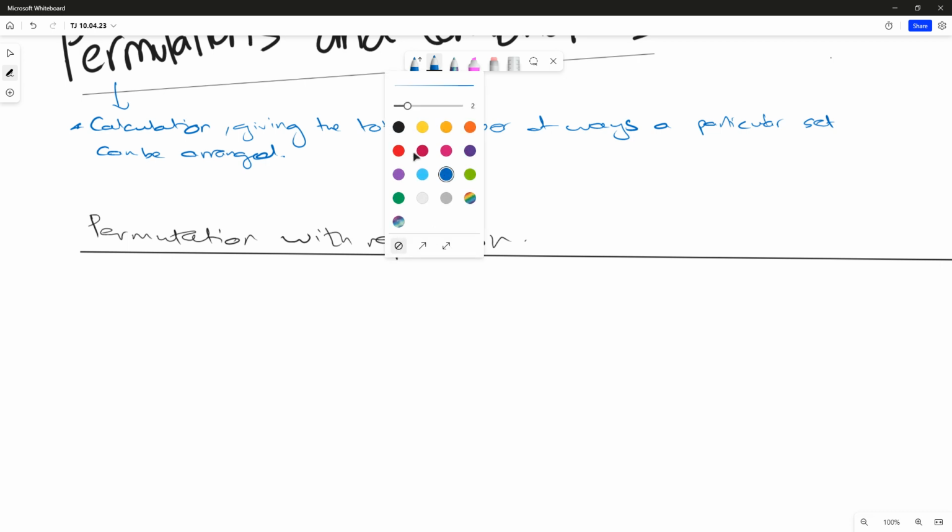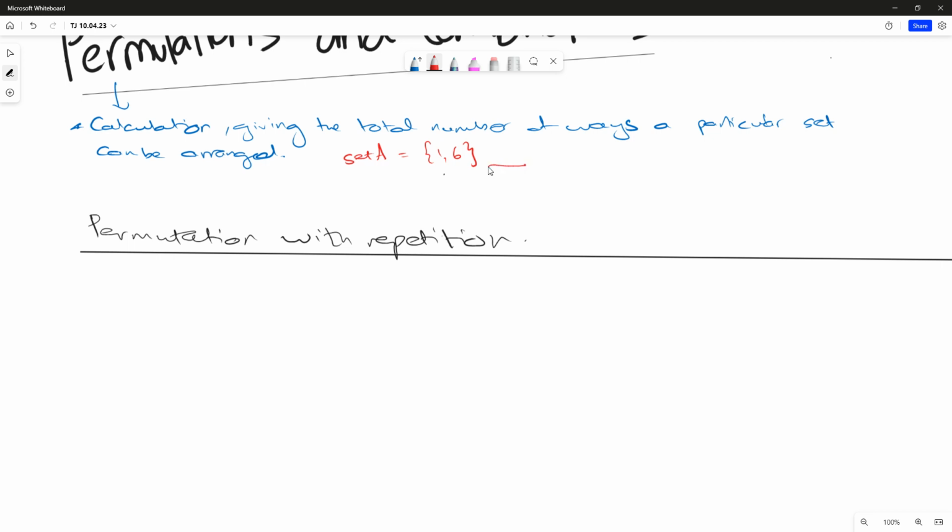So the other possibility is, suppose you're given set A, and set A is given by two elements, 1 and 6, and you want to find the permutation of set A. So then you want to find all the different possible arrangements of set A, which means your permutations will be 1 and 6, 6 and 1. Those are the total possible arrangements of 1 and 6. So basically, we have two ways to do that.